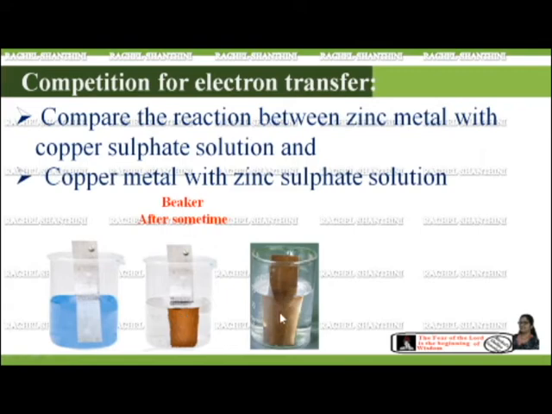Now, if we reverse the reaction by taking zinc sulfate solution in a beaker and placing a copper strip, even after some time there will be no change in the color of the solution. This shows us copper doesn't replace zinc in zinc sulfate solution. So from this we can conclude that the electron releasing tendency of zinc is higher than that of copper. We will extend this concept of electron releasing tendency and understand the concept of competition for electron transfer reaction.